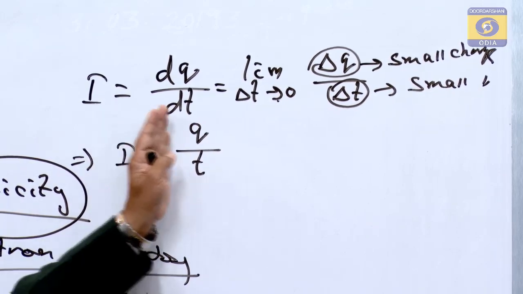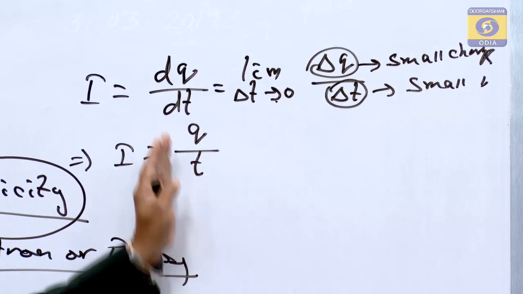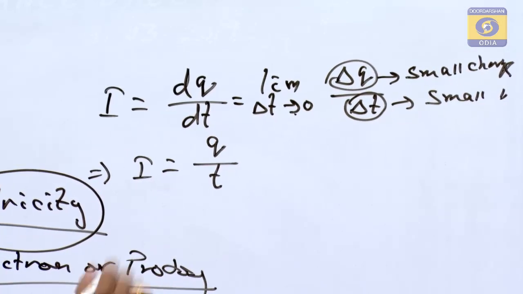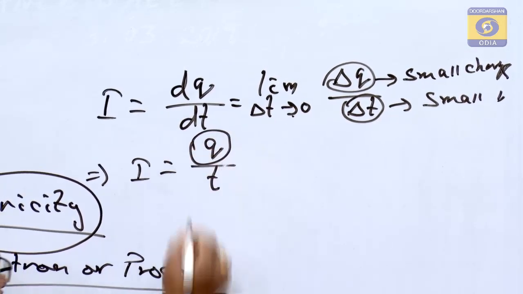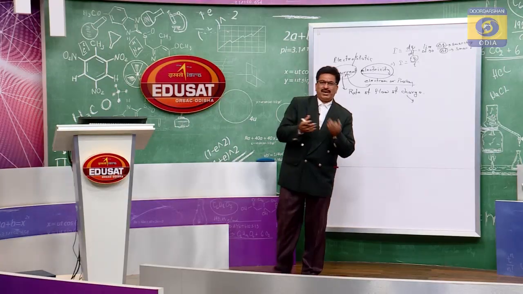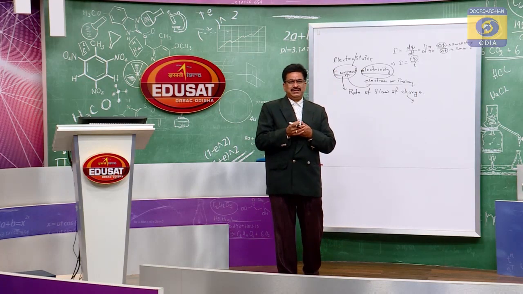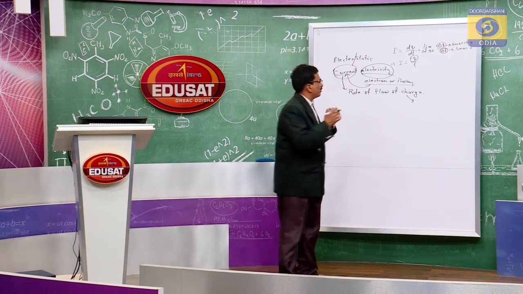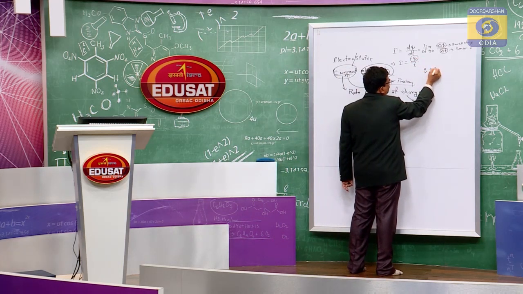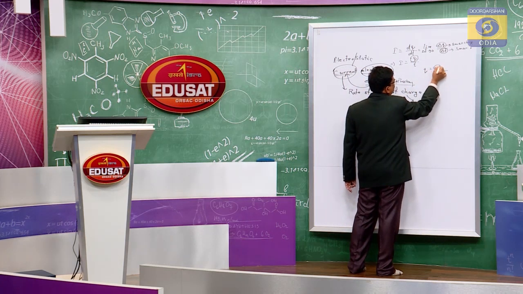Q is the charge and t is the time. So, q upon the time equals the current. This q is the charge which I have written here. Charge is the assemble of the electrons. So, this charge q is the assemble of the electrons.